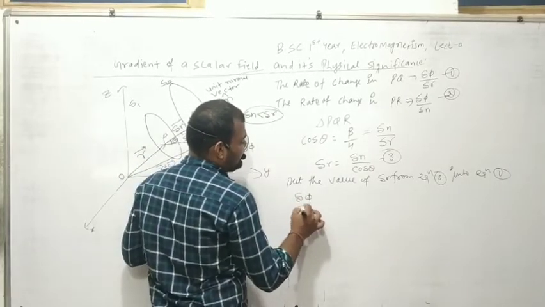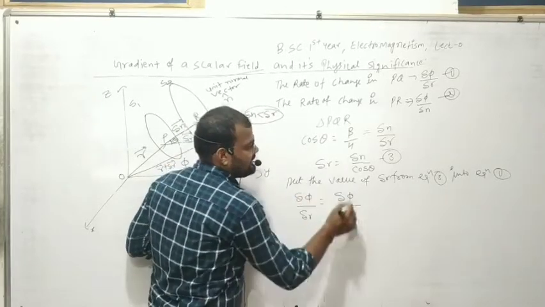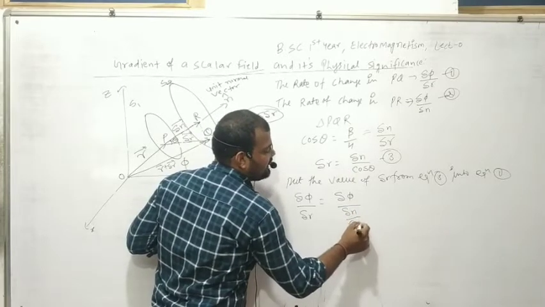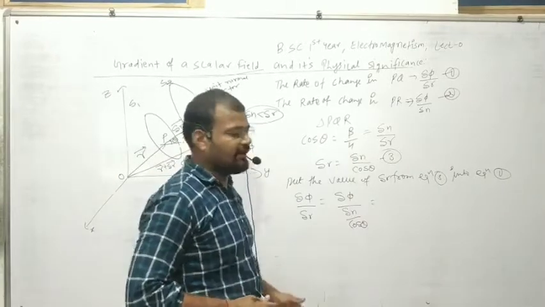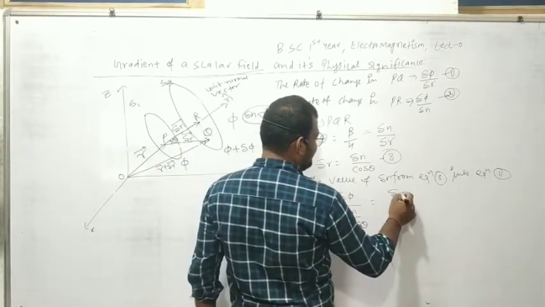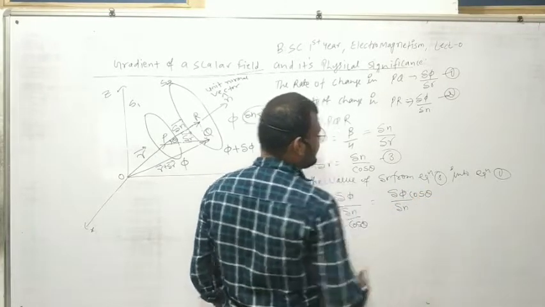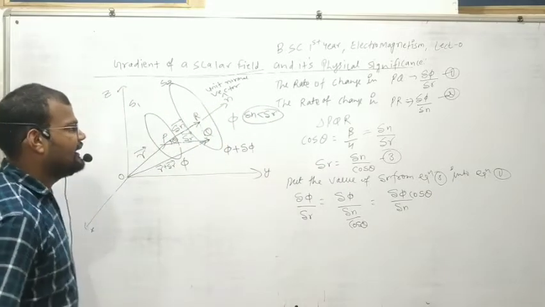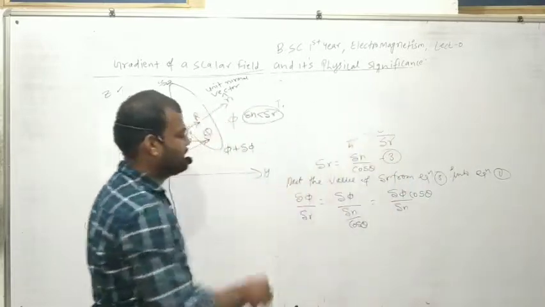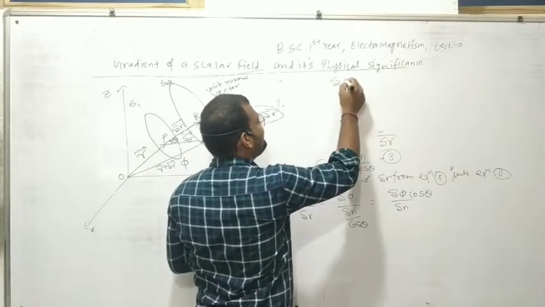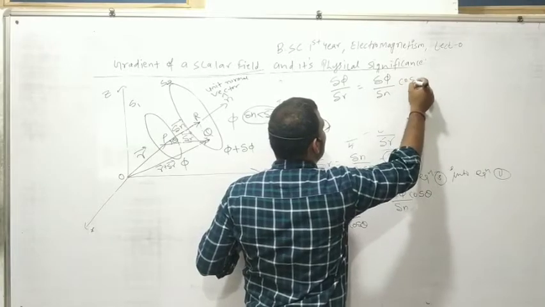Del phi over del R will now be del phi over del R, where del R is del n upon cos theta. So cos theta is in the denominator. What will happen? It will go upside. So del phi over del R will be del phi over del n into cos theta. Okay. So now del phi over del R equal to del phi over del n into cos theta.